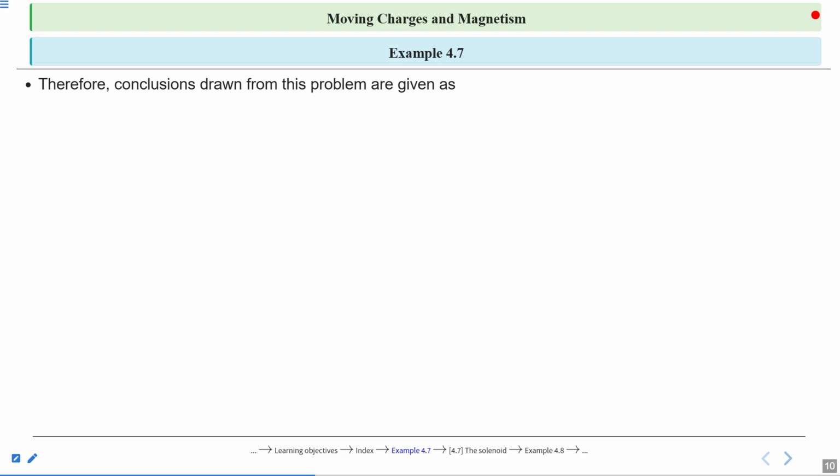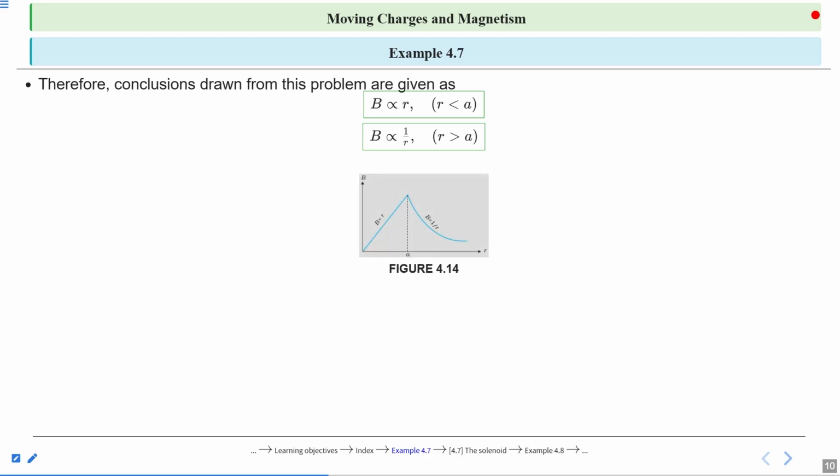Therefore, the conclusions drawn from this problem are that B is directly proportional to r when r is less than a, for an inside point, and the magnetic field is directly proportional to 1 by r, or we can say B is inversely proportional to r, when r is greater than a, for an outside point. Okay, so this is the plot.